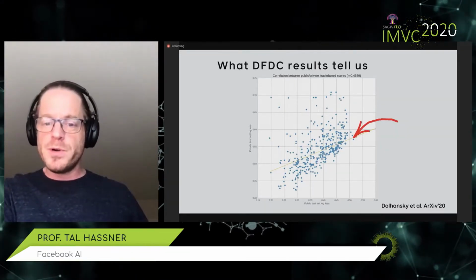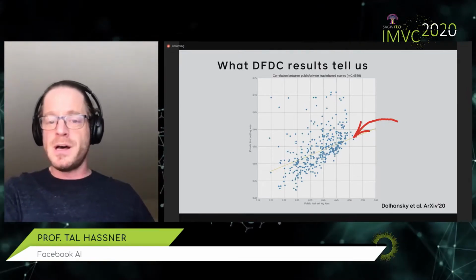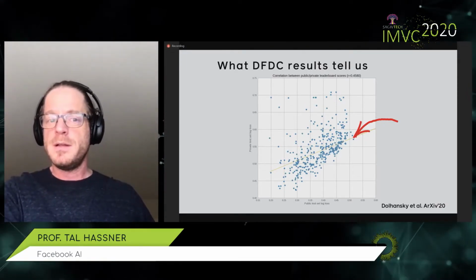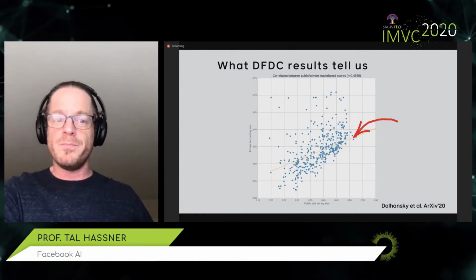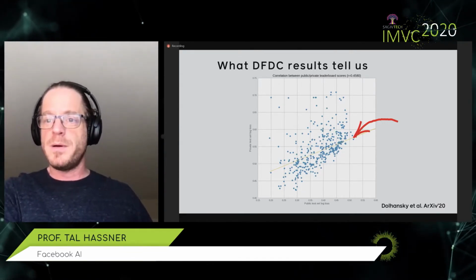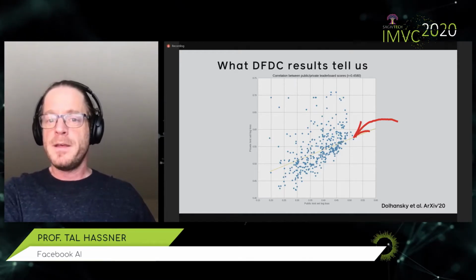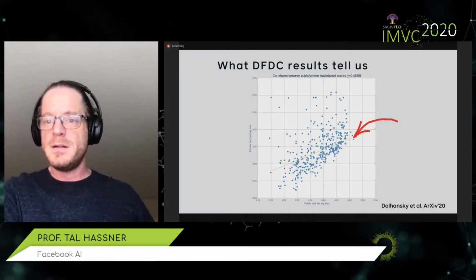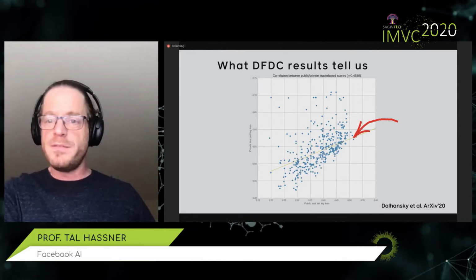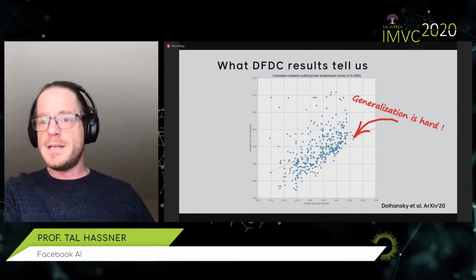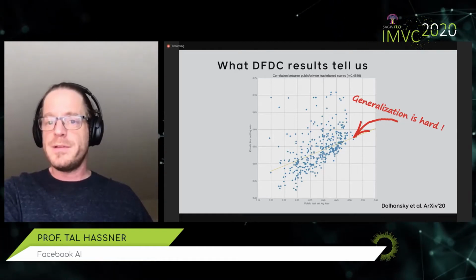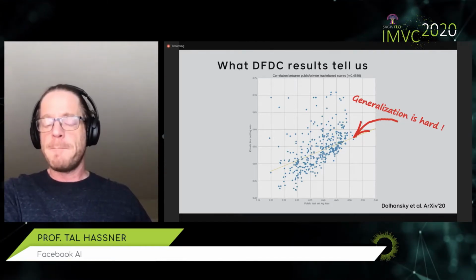This point here is important because, as you can see, it's the highest scoring point on the public set. But it's way, way far from being the best performing method on the held out set. In fact, it's somewhere in the middle of the pack. And that's quantitative evidence that generalizing beyond known methods is a hard problem.